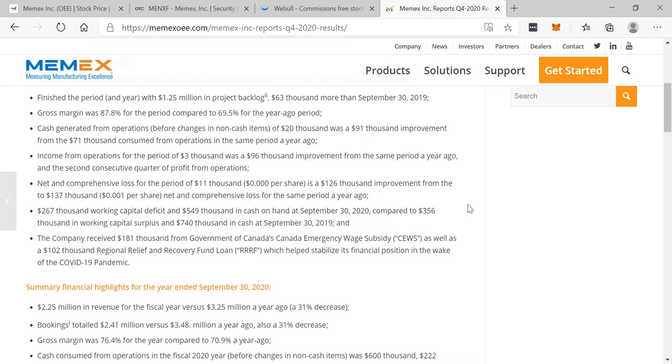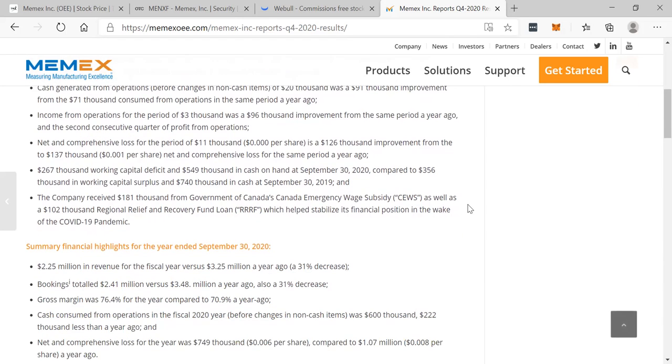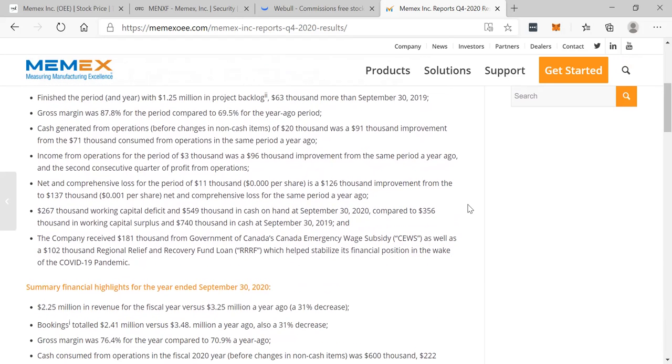And this was very impressive. Their gross margins were 87.8% for the period compared to 69.5% for the year ago period, which means they're going to have higher margins. So maybe on the next report, we may see a huge spike. Cash generating from operations before changes in non-cash items, a $20,000 was a $91,000 improvement from the $71,000 consumed from operations same period a year ago.